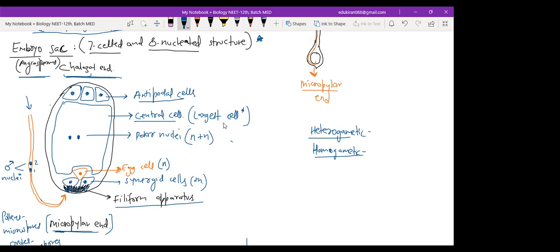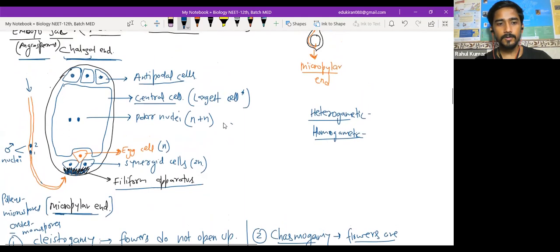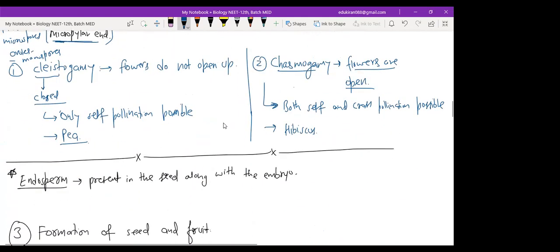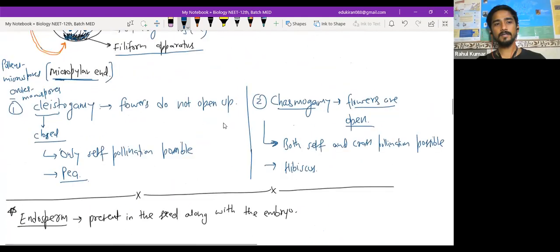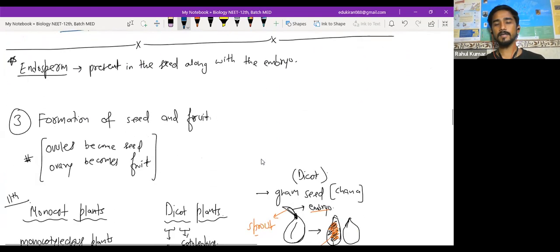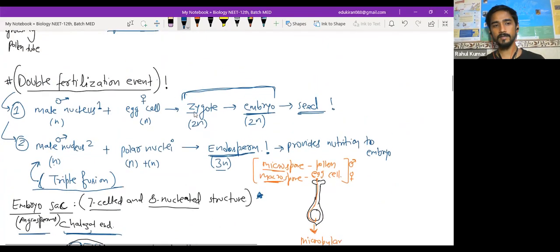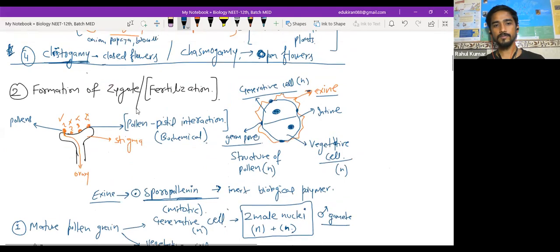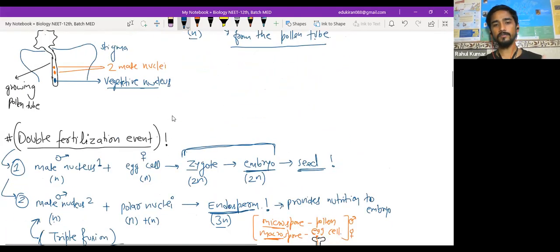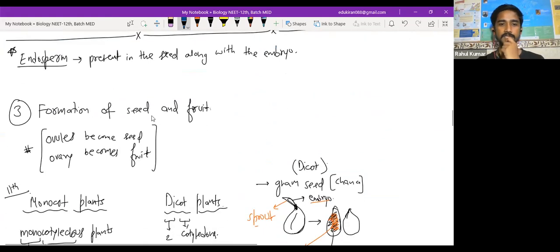Done, sir. Done, Sumaira? Matthew? Done? Yes. Okay. So this is what I have already told you about Cleistogamy and Chasmogamy. I think in class we discussed it here. And the second stage was about formation of zygotes, which were formed here in the double fertilization. So the second stage is formation of zygote and fertilization. Now after the zygote is formed, the third stage, which we studied today, was formation of seed and fruit.